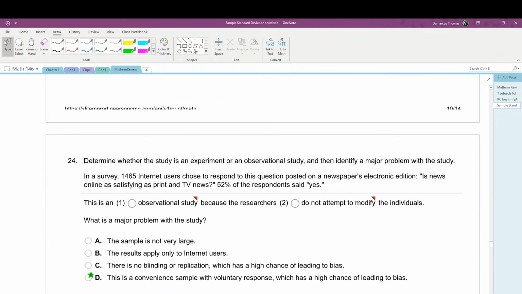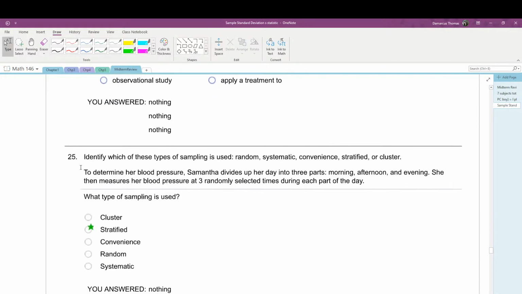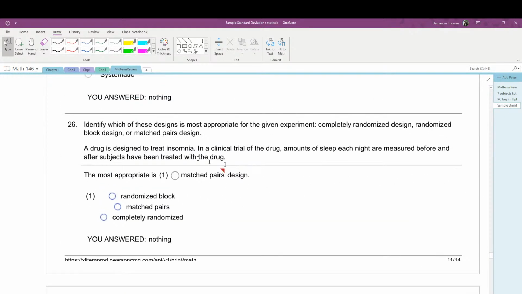24. Determine whether a study is an experiment or an observational study. This is from chapter 1 type of stuff. I don't know how much you'll actually see of this. 25. Identify the type of sampling used. Is it random, systematic, or systemic? Convenient sampling, stratified, or clustered? Identify the type of design the experiment has. Matched pairs, randomized blocks, and so on and so forth.